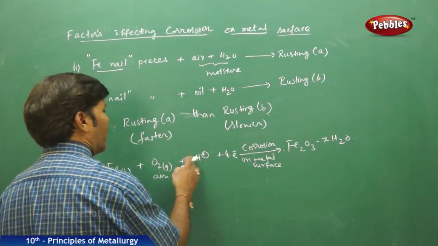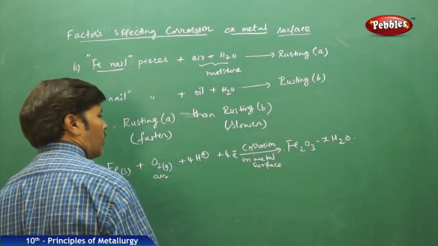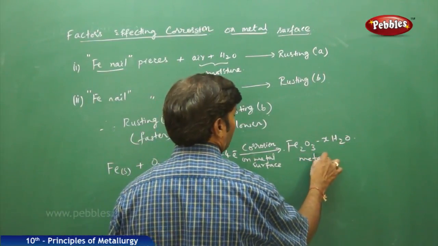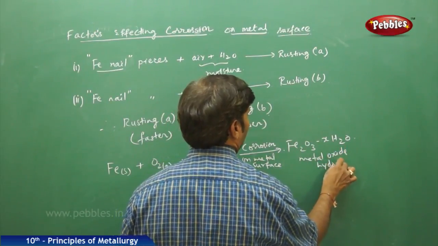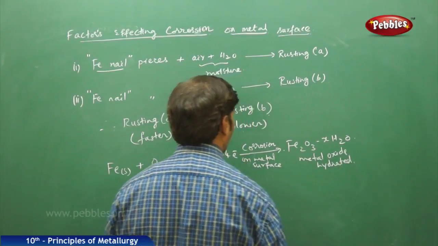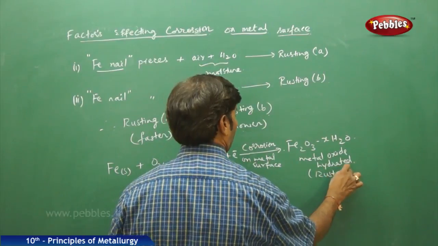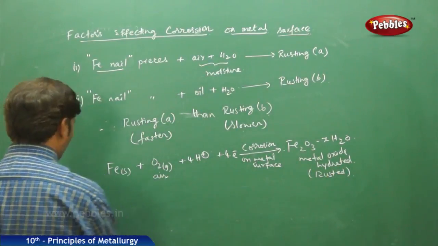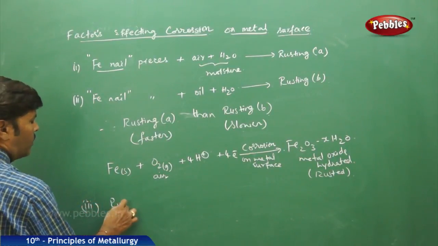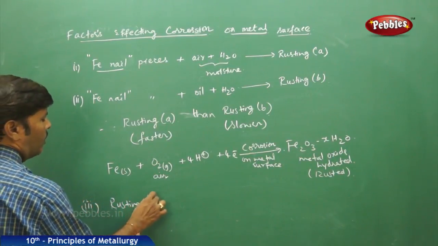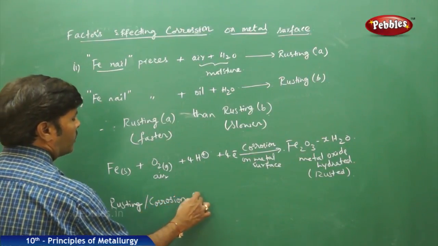Corrosion on metal surface. We have 4 hydrogens and 2 oxygens, x number of water molecules. This is hydrated metal oxide. Already it is rusted. So here one thing you have to notice is, we also call it rusting spots, rusting or corrosion spots.